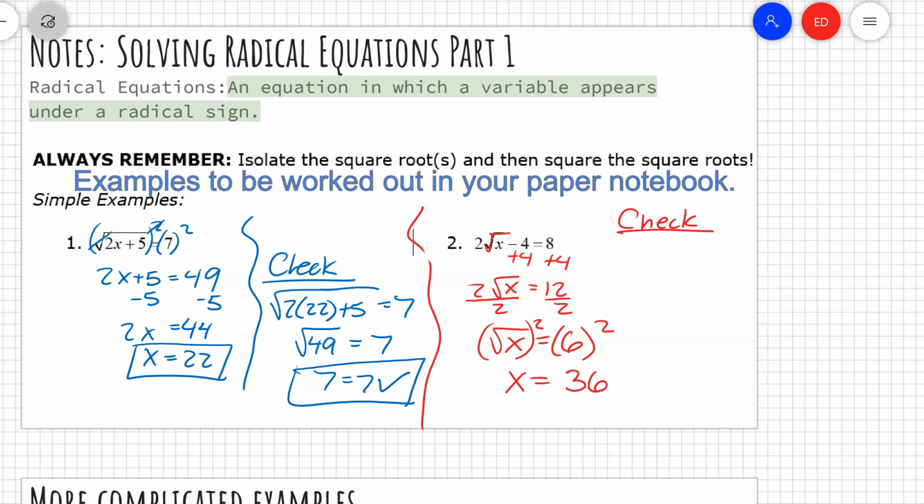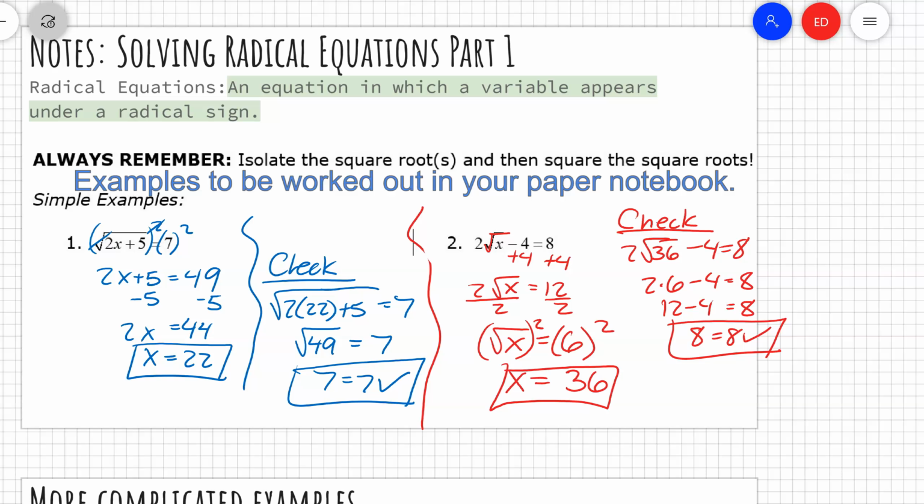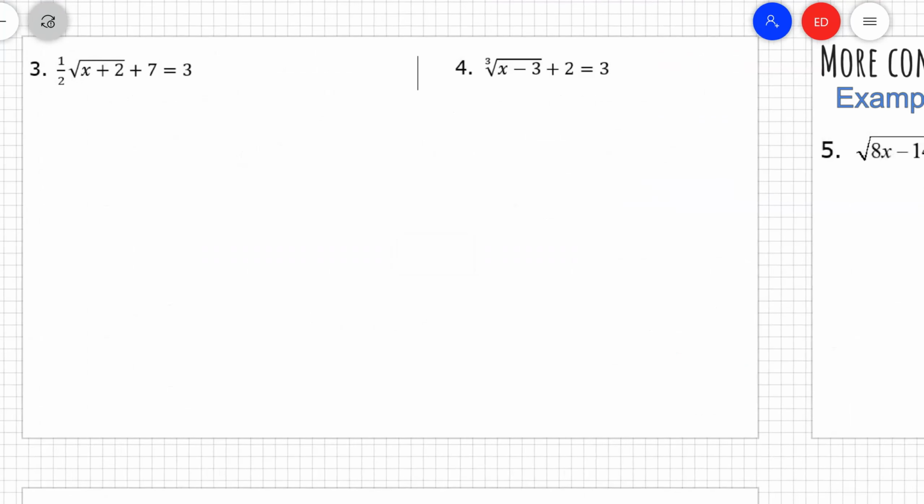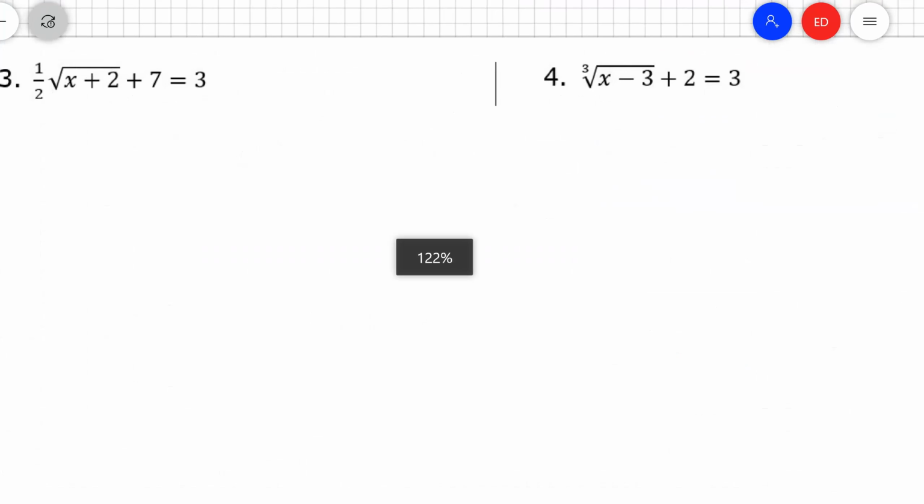And so I'm substituting 36 back in. 2 times the square root of 36 minus 4 equals 8. The square root of 36 is just 6. 2 times 6 gives us 12, minus 4 equals 8. Yay! So that means that x equals 36 is a solution for this equation. All right, let's go ahead and take a look at number 3 and number 4.